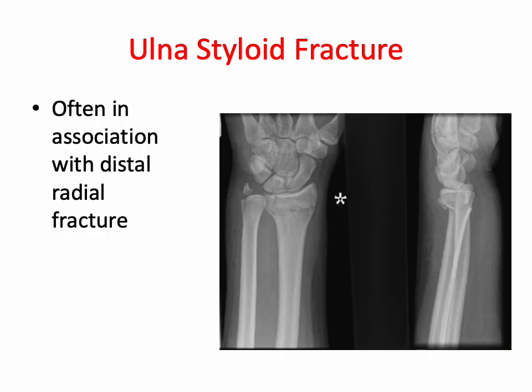An ulnar styloid fracture is pretty commonly seen and associated with distal radial fractures. So here we've got a fracture of the ulnar styloid, but we've also got an intra-articular fracture of the distal radius with dorsal angulation.